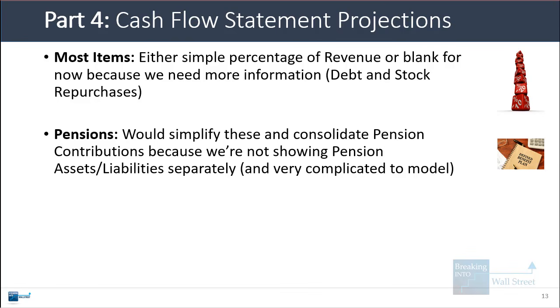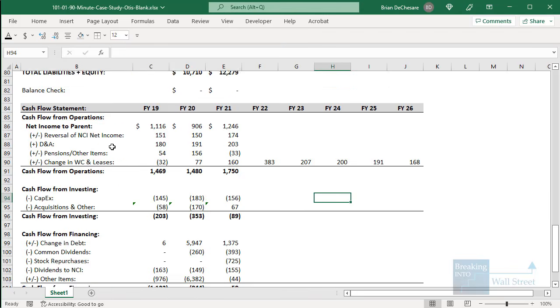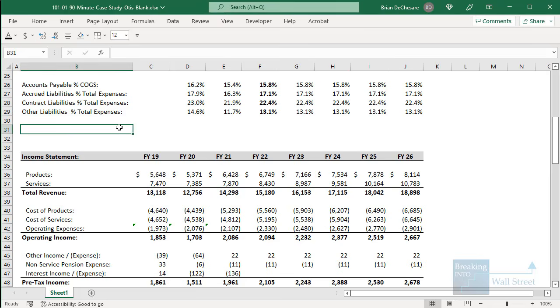With the pensions, we're simplifying these and we're consolidating the pension contributions with the other smaller line items because they're very small. Pension assets and liabilities are sometimes worth showing separately, but in this case, they're relatively small and it gets very complicated to model these the right way. So we're just going to do it the fast way and consolidate it and not really pay much attention to these. The non-controlling interest also takes more time to model if you want to do it correctly, but we're not doing it correctly here. We're about finishing quickly. So we're going to simplify and make many of these line items simple reversals and percentages of the totals instead. So let's go up to our drivers and start inputting some of this information.